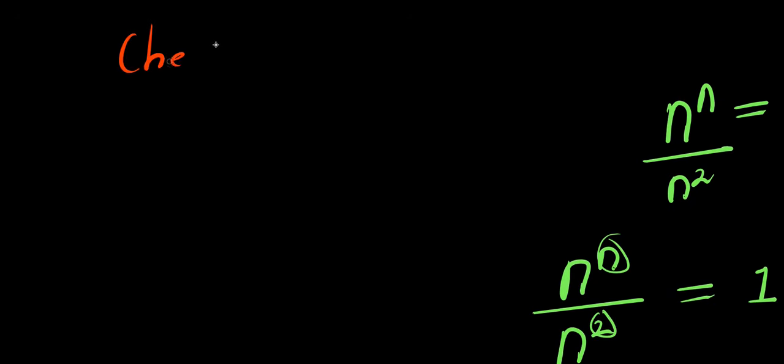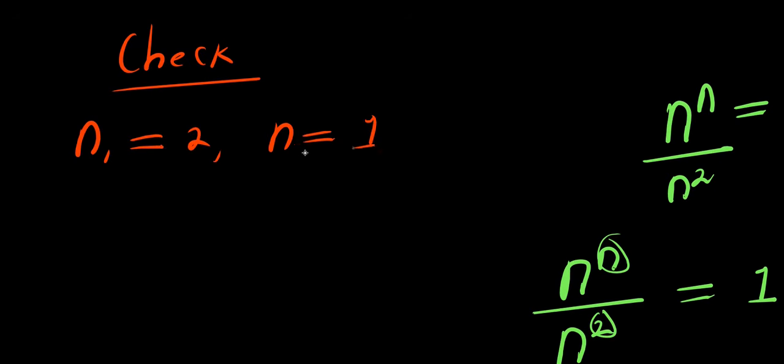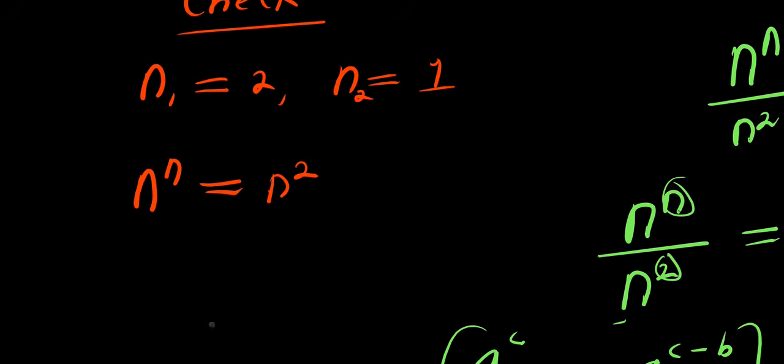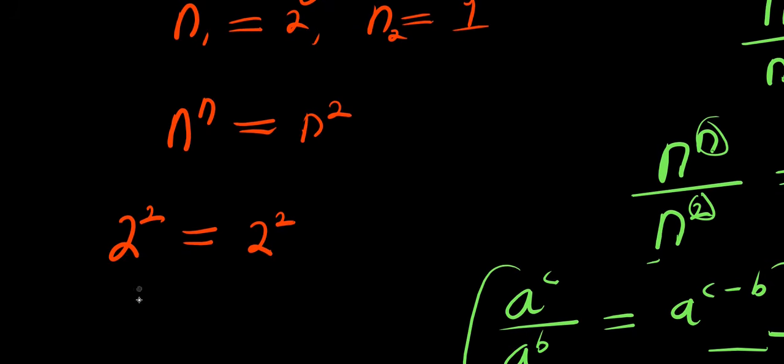We check if the values of n will satisfy the equation. We have n1 equals 2 and n2 equals 1. We have n power n equals n power 2. So let's check when n equals 2. We have 2 power 2 equals 2 power 2. And from here, 2 to the power of 2 is 4 equals 4. So this has satisfied the equation.